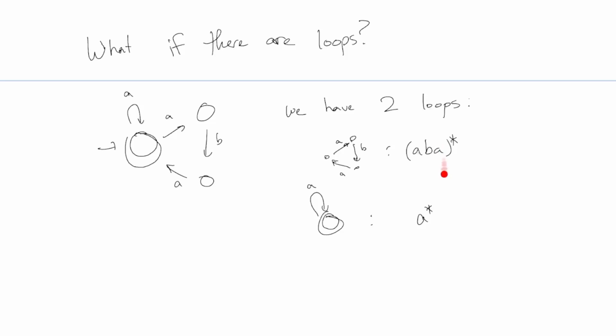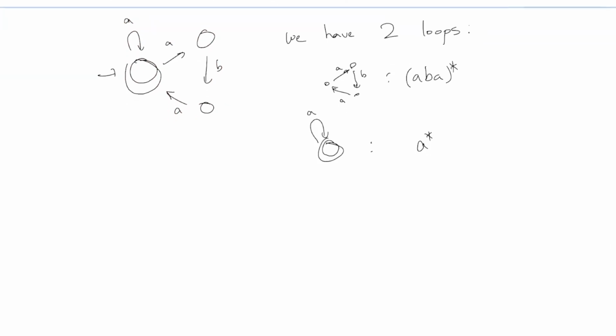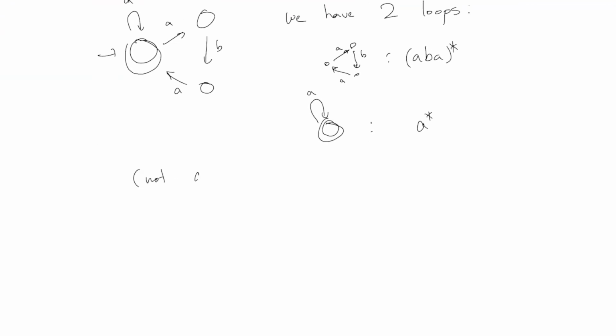Well, it's kind of like you add these, because when you start here, you can go around this loop and still be accepted, or you could go around this loop several times, or you could go around this loop and still be accepted. I want to combine these by adding them. Now, when I add them, it's not just A star plus ABA star, because that would mean either you go around this one a bunch of times or you go around this one a bunch of times. But actually, you're allowed to mix and match them, right?